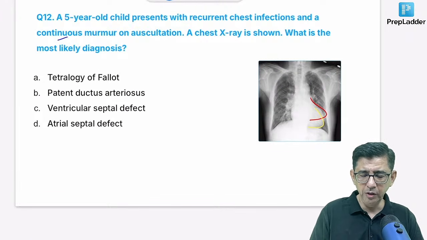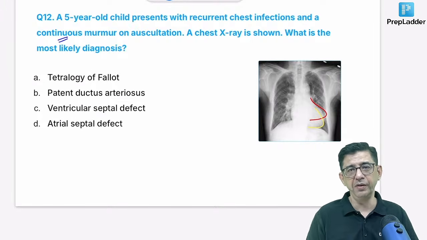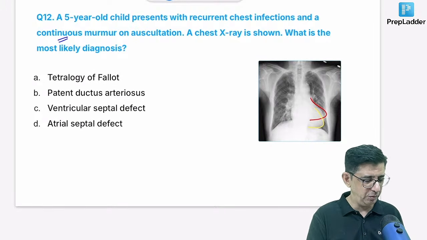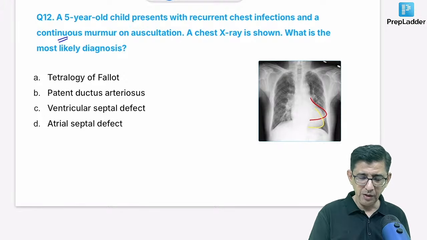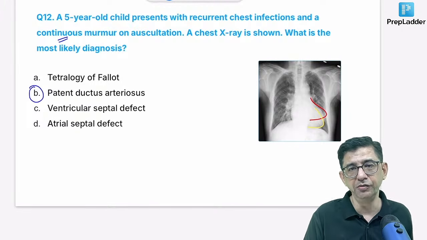You could have easily ruled it out because a continuous murmur is given in this question, so it makes it easier for you to identify that a continuous murmur would be a feature of patent ductus arteriosus. So the correct answer in this case is option B. No guys, the answer is not tetralogy of Fallot.